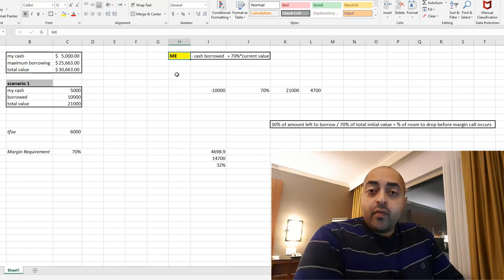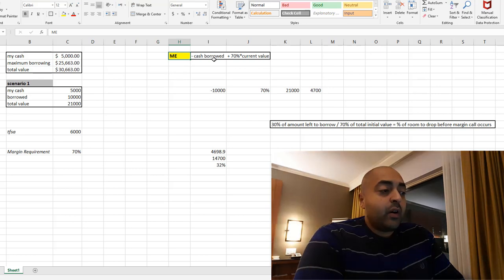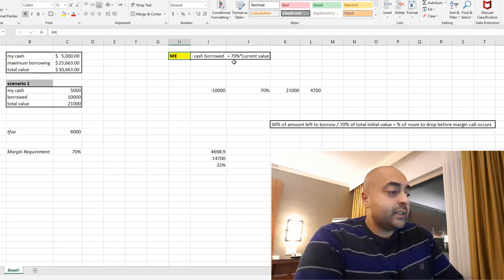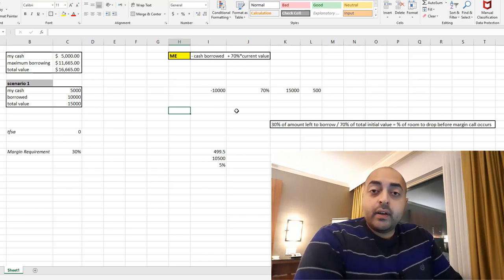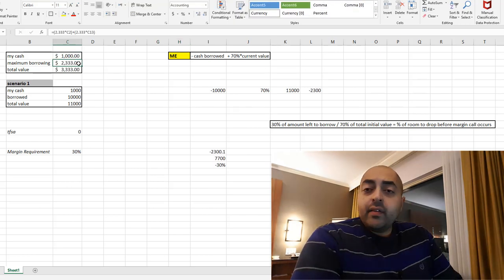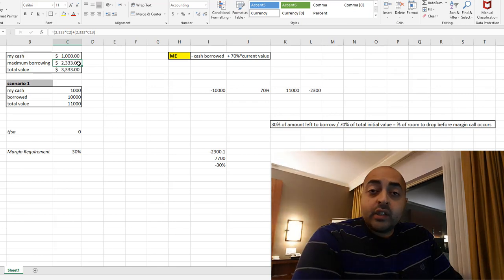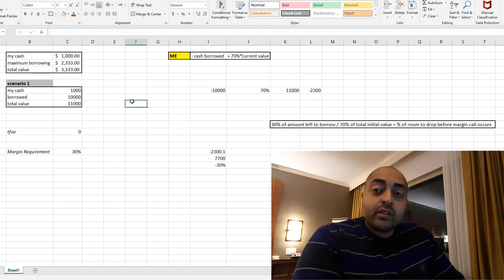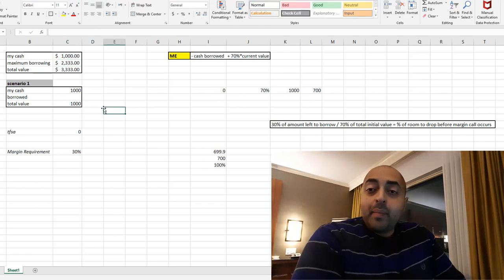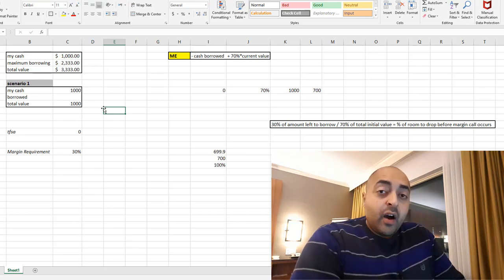And the formula for ME, which is maintenance excess, is negative cash borrowed plus 70% of the current value of your current holdings. And of course, the best way to understand this formula is with several examples. So if I fund my margin account with $1,000 cash, so $1,000 is mine, depending on the stock I buy, my borrowing power will be different. So there's different levels of stocks. The higher quality the stock, the more borrowing power you have.